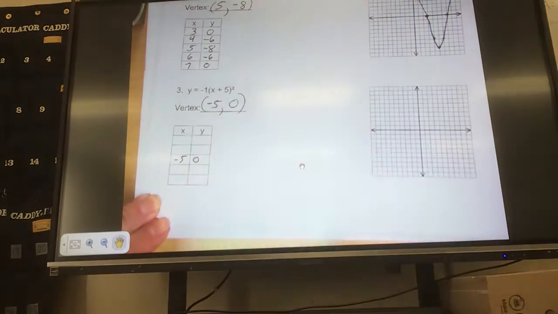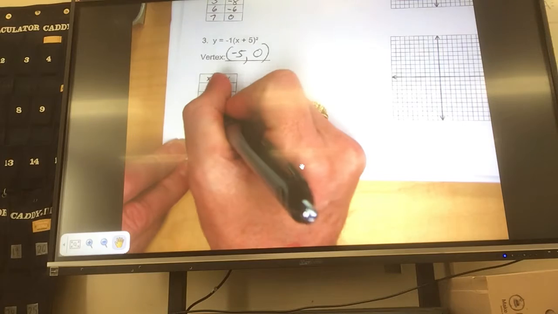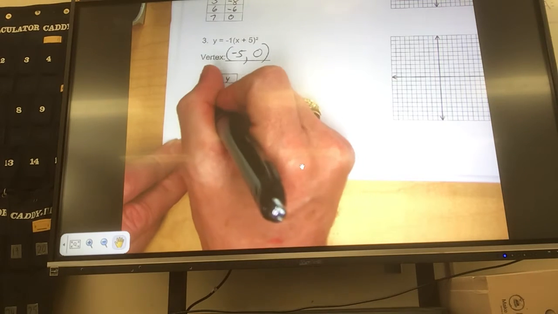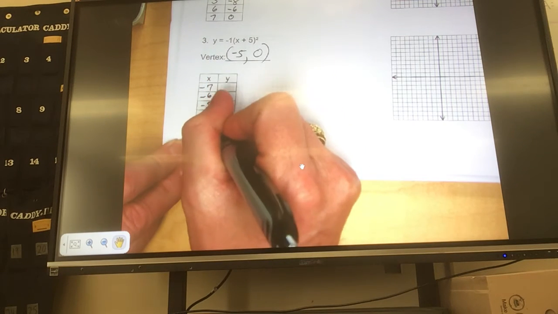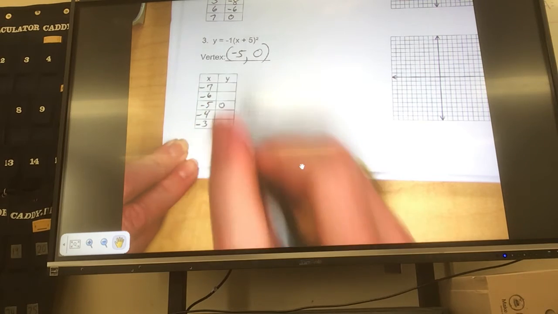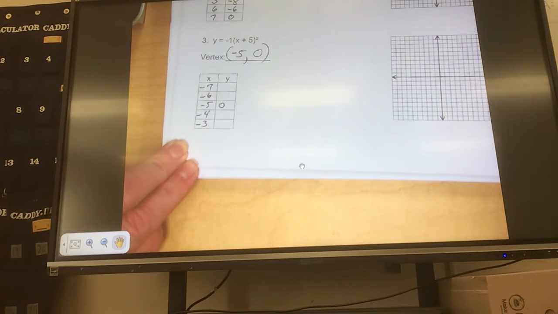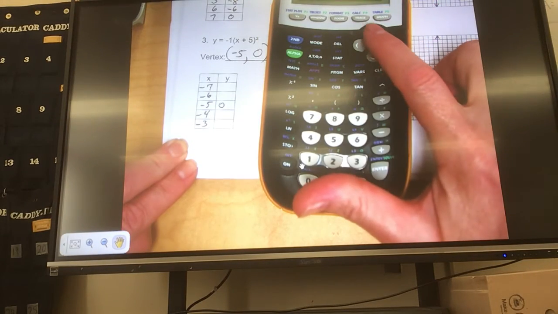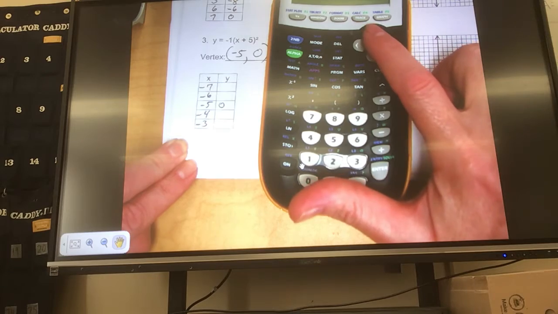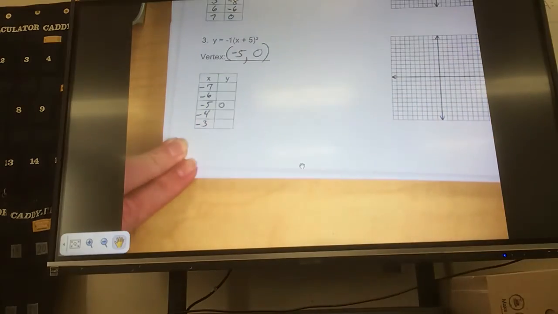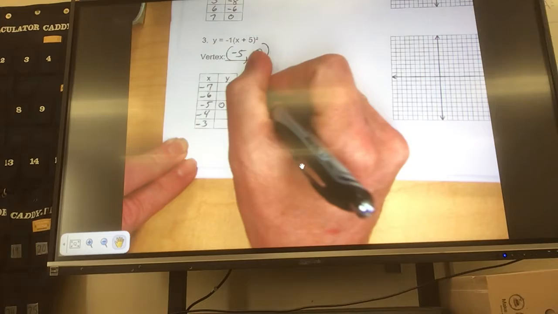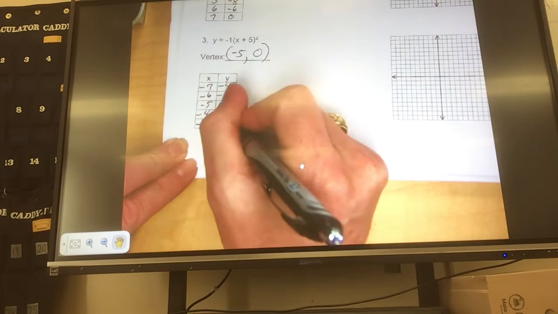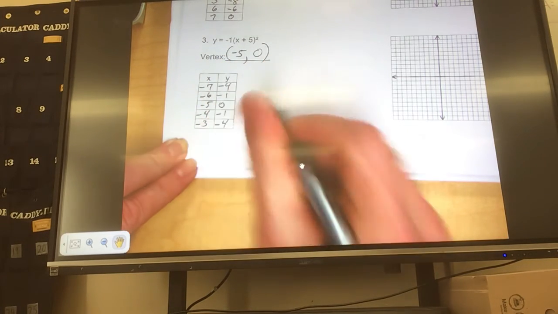Okay, so let's go ahead and find the rest of our points. 1 less than negative 5 is negative 6. 1 less than that's negative 7. 1 more is negative 4. 1 more is negative 3. Okay. All right, we fill them in. Too easy. Second graph. And negative 6 is negative 4. And then negative 1. And then it repeats itself on the other side.